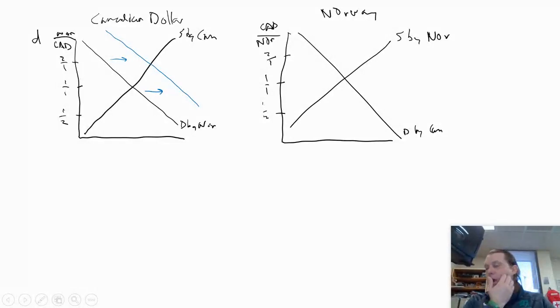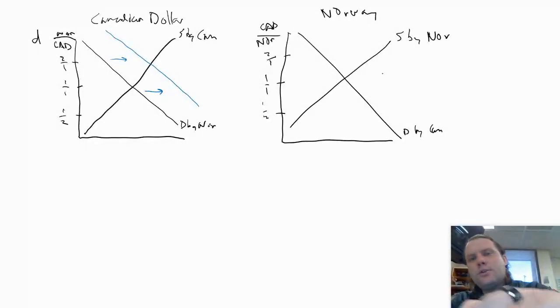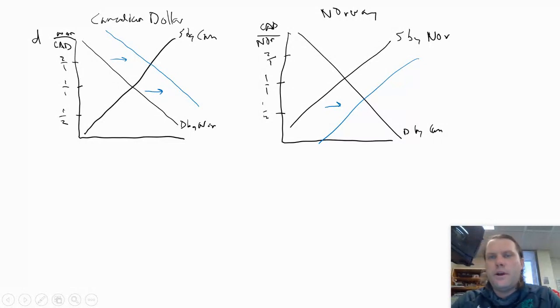Now, you could also wrap it around and say that Canada is going to demand less Norwegian krones, and that's going to flip things over here. It's going to give you the same answer. Okay, so you could do either or. I'm going to stick with one and keep it kind of simple. Remember, when we increase our demand by Norway, we increase the supply over here by Norway for their currency.